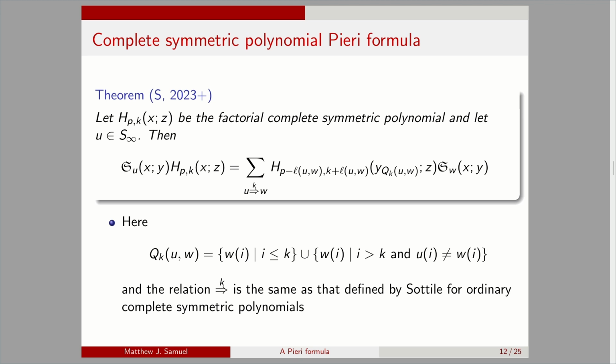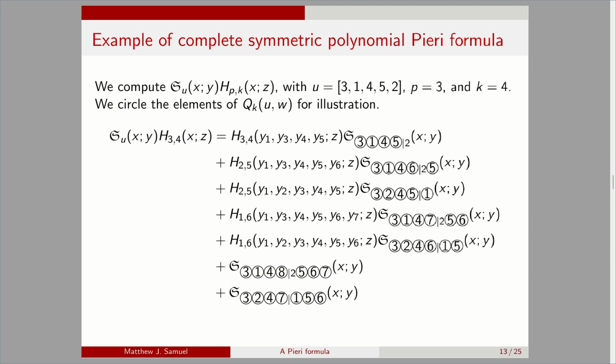So if you're interested, the relation is the same as that defined by Sottile for his Pieri formula for ordinary complete symmetric polynomials. I give an example here. We let u be the permutation 3, 1, 4, 5, 2, p equals 3, k equals 4, and we just take this product, S_u of x, y times h_{3,4} of x and z. I've expanded this product and circled the elements of Q_k(u,w), and you can see that those are the indices of the y variables.